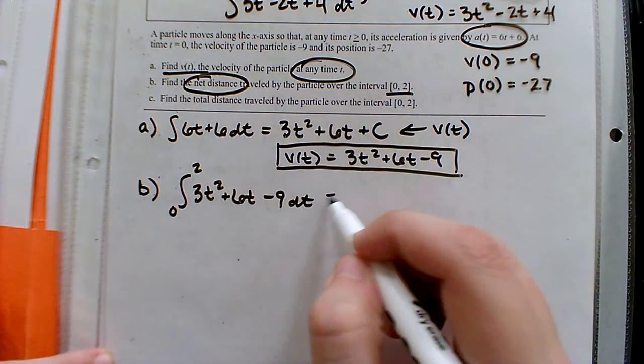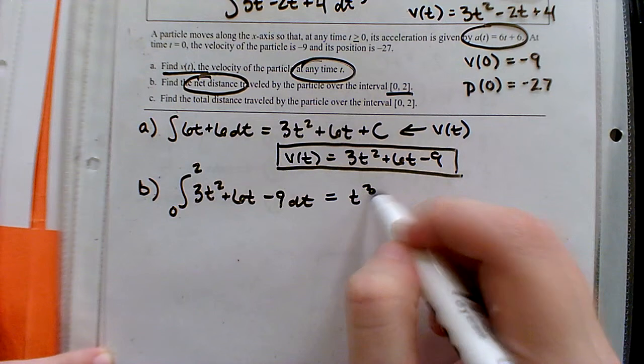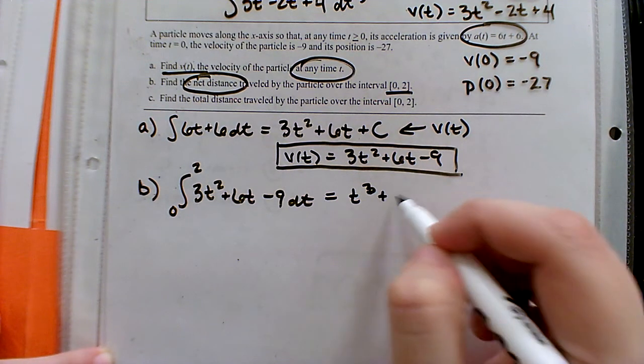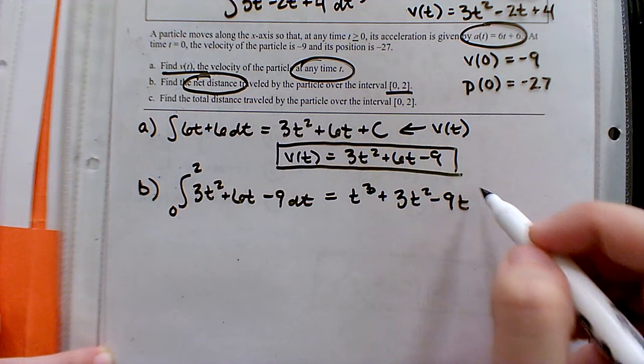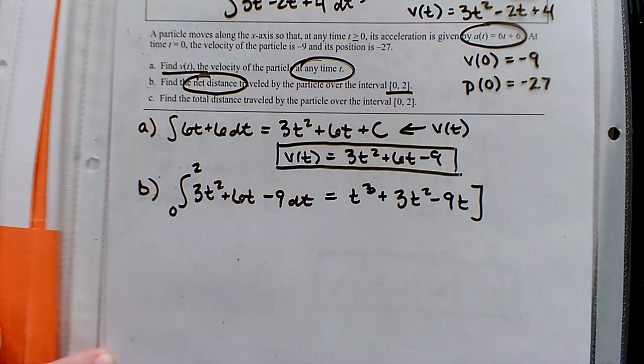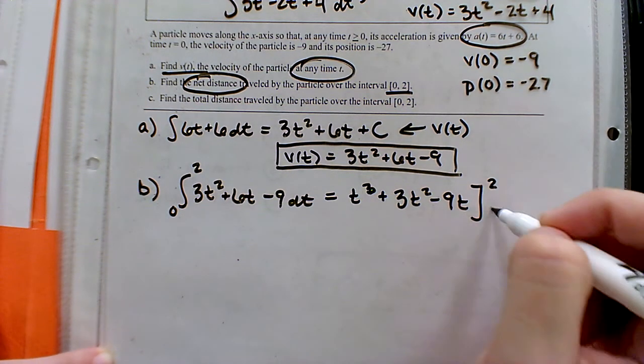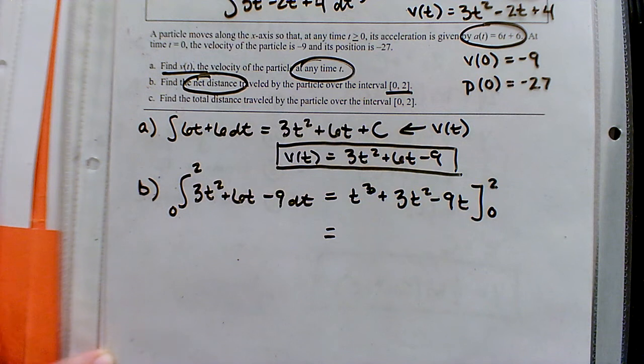If we work backwards, we'll get t cubed plus 3t squared minus 9t. And we don't need the plus c because we know the bounds. So first fundamental theorem of calculus: plug in 2, get a number, plug in 0, get a number, subtract those numbers together.